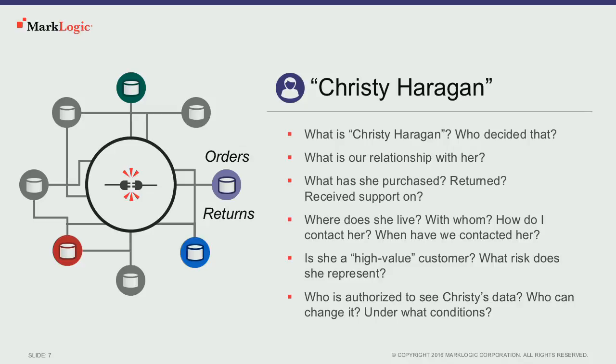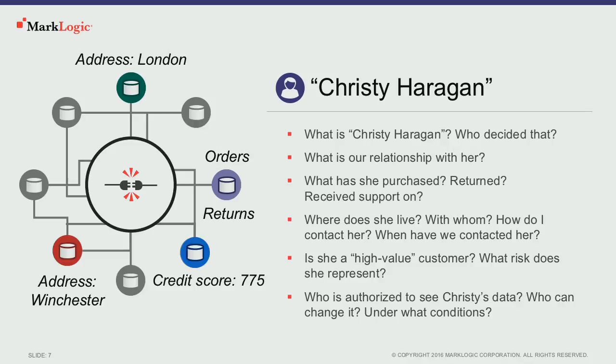So you might have your orders and returns in your ERP system, or a particular address for this customer, Christy Harrigan, in a CRM system. Or you might have a different address in a different CRM system you might have acquired from a different company. Which of those addresses is correct? Why are they different? Or you might have external data. So the credit score is part of that customer profile and critical customer information. But again, it's not data that's controlled by you.